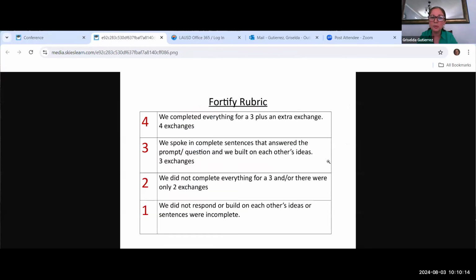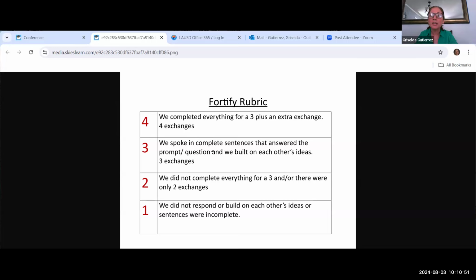And here's the rubric that the kids had to use, and we came up with it together. When I do my rubric, we start with, what is a 3? A 3 means you're meeting standard. You're where you need to be. For first grade, this is the first grade class. I guided them through the process. We have to speak in complete sentences and answer the prompt, the question. And we build on each other's ideas. That's a big thing because students don't really understand what building on each other's ideas is.